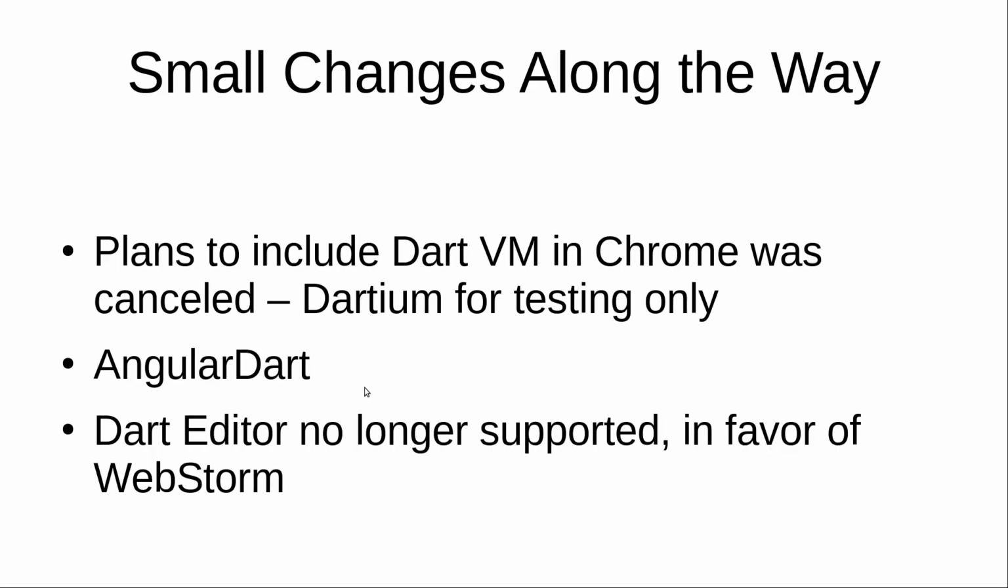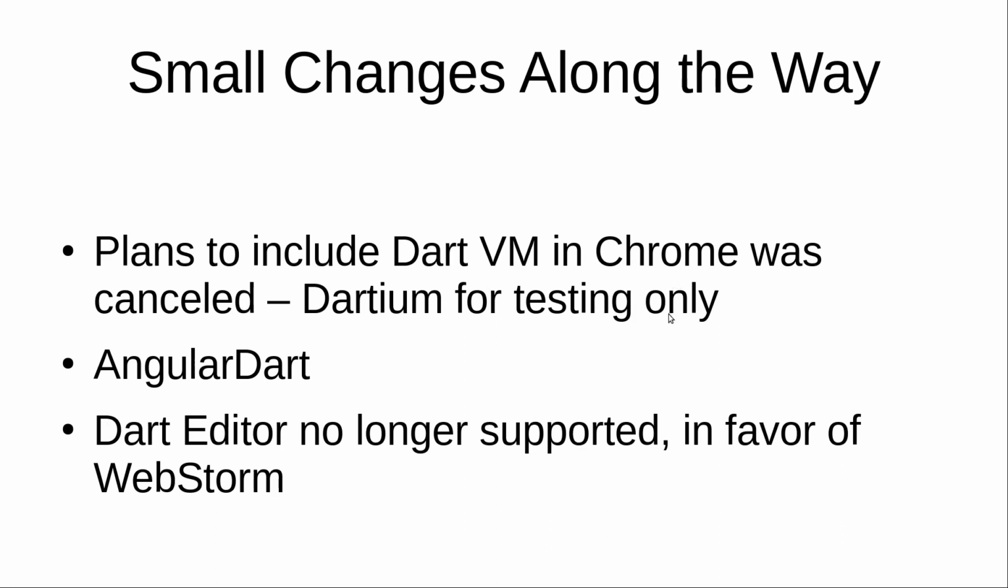But then as time went by, changes came along the way, as they always do. Small changes sometimes turn into big changes. The plans to include the Dart VM in Chrome were canceled. We'll talk about this a little bit later. And so Dart was used to compile into JavaScript and run in any browser you wanted to, but Dart VM was no longer going to be in Chrome, and it was officially squashed.